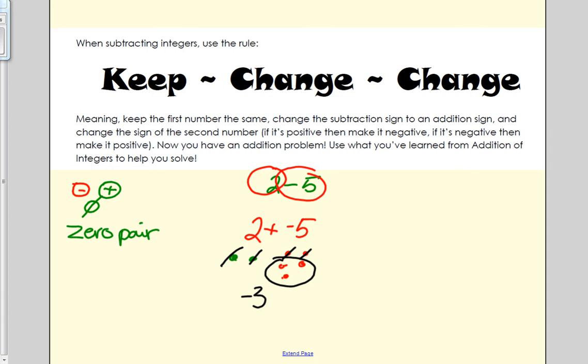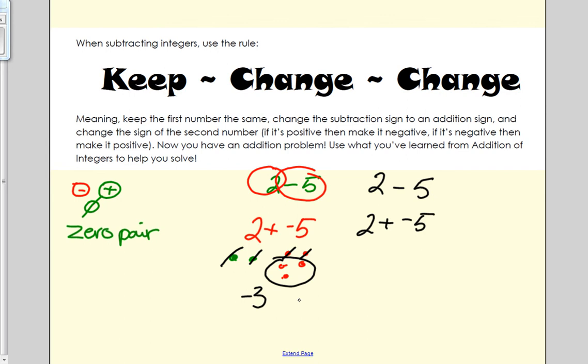Alright? You could also use the opposite of to figure out this problem. So I would have 2 minus 5. I have 2, and what's the opposite of a positive 5? The opposite of a positive is a negative. So I can add the opposite of 5. I'm going to add the opposite of 5, which is negative 5, and come out with the same answer of negative 3. There's lots of ways that you can think about this.